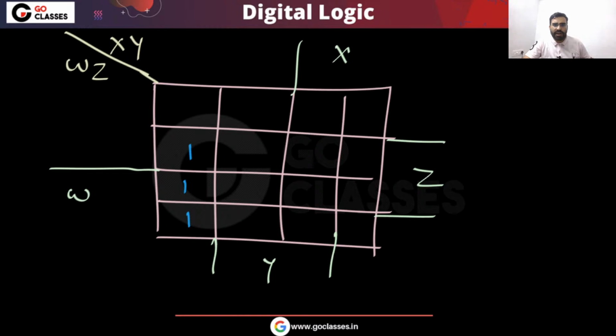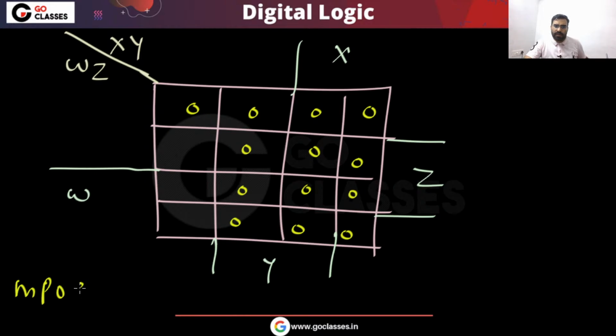But remember, we have to find POS. So we will focus on where our function value is 0. Our function value is 0 in all these cells. Because we need to find minimum POS, we will focus on zeros.